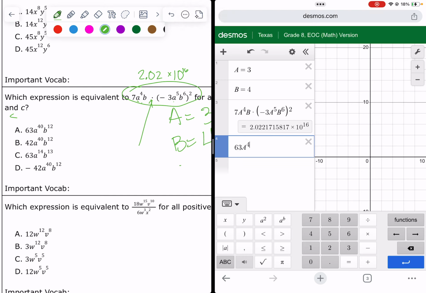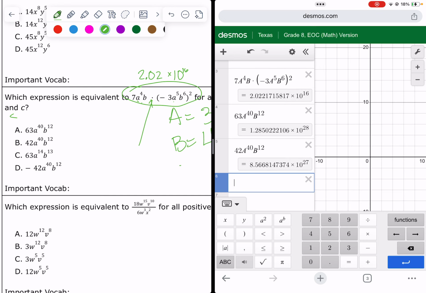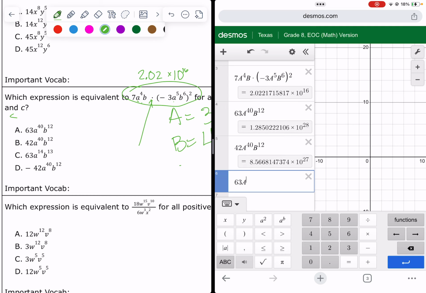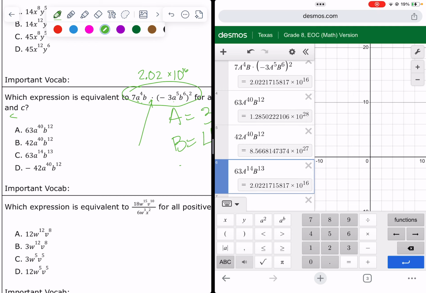63, A, little 40, B, little 16, or B, little 12. That gives me 1.2 times 10 to the 28. That's not it. So let's try the next one. 42, A, little 40, B, 12. That gives me 8.5, so I know that's not good. 63, A, 14, B, 13. That gives me 1.2, so I know that's not, oh wait, I put 1, 13. That gives me, there's the answer, 2.02.